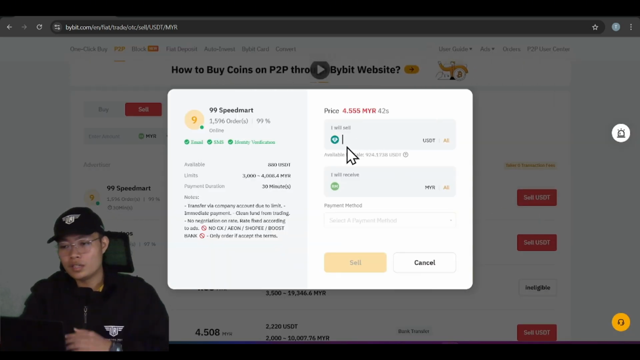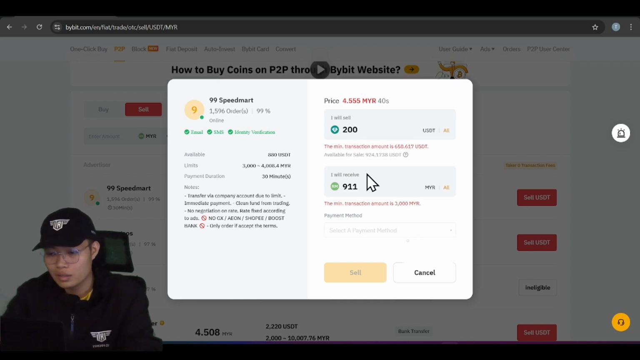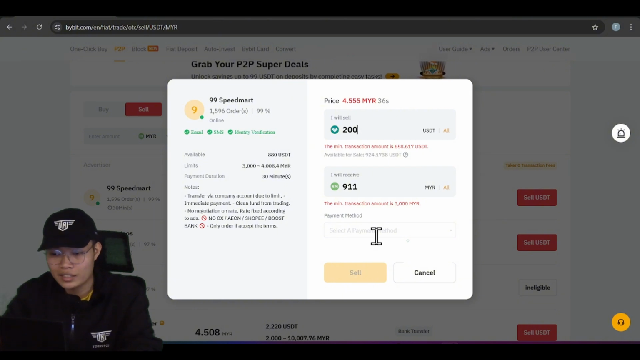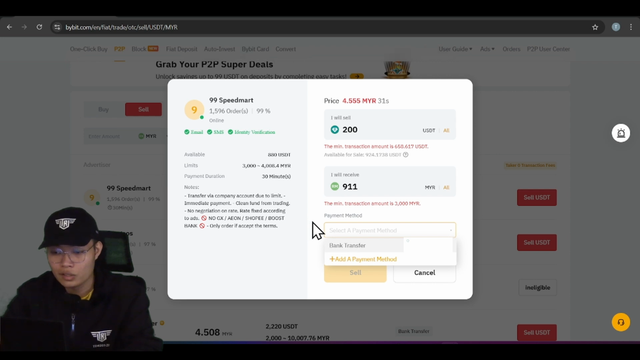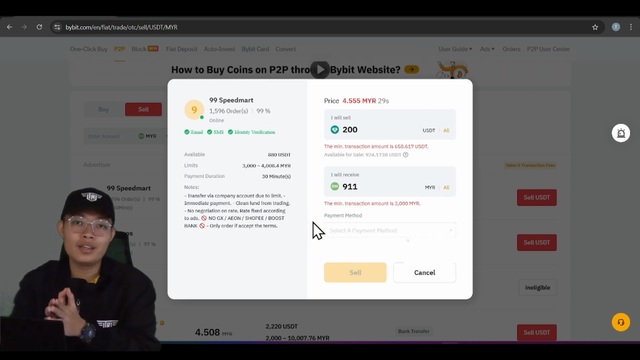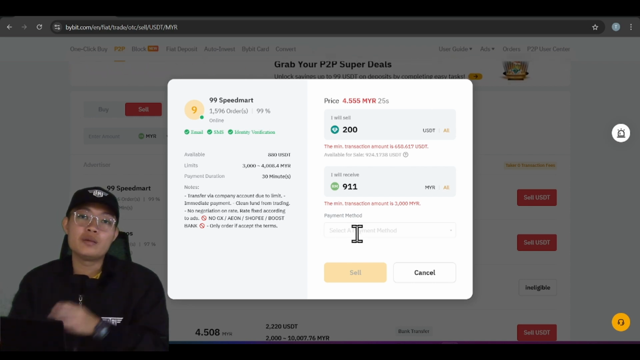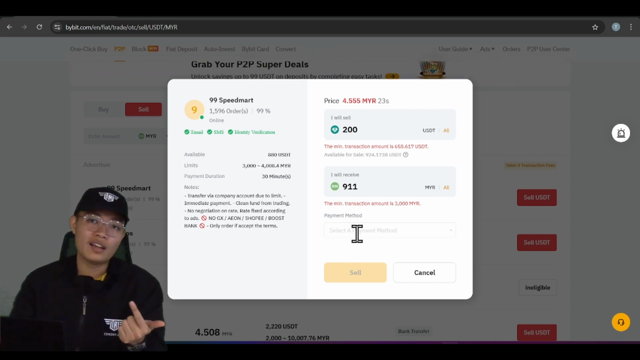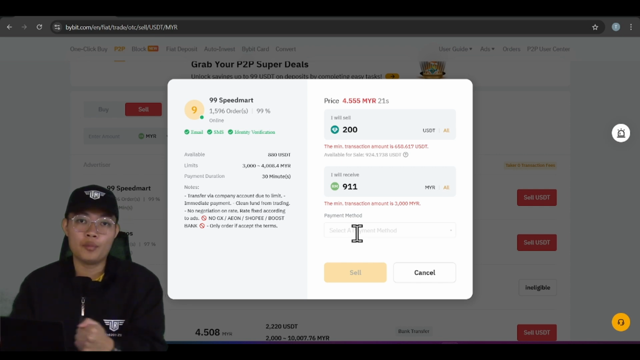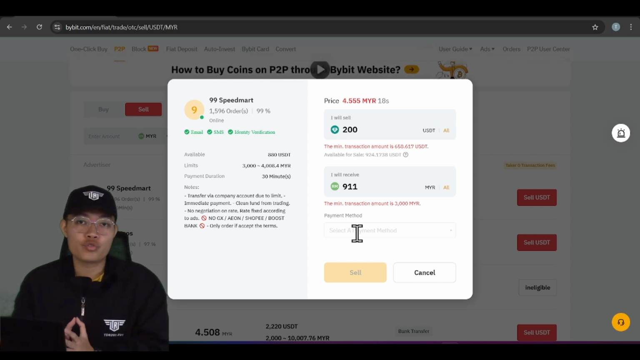So, for example, I want to sell $200. And after this, you just click sell. You can add your payment method here, where you can add your bank account number, so that after this you can transfer the money to your account. All right, so this is how you deposit, trade, and cash your profits out from your Bybit. It is very user friendly and straightforward.